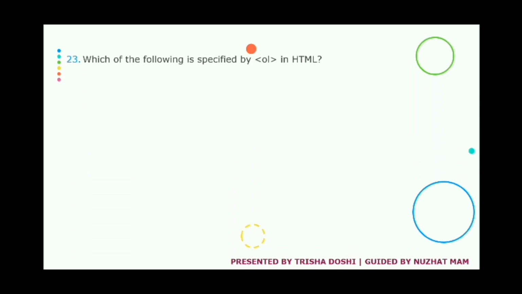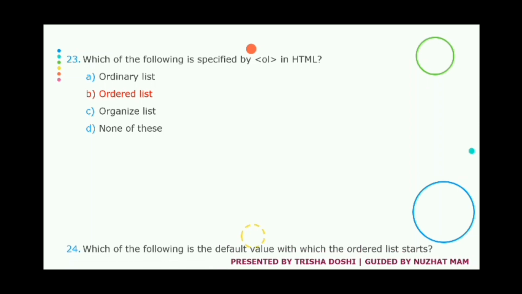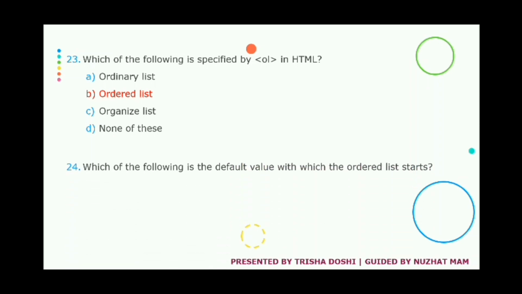Question 23. Which of the following is specified by OL tag in HTML? A. Ordinary list, B. Ordered list, C. Organized list, D. None of this. The correct answer is B. Ordered list.